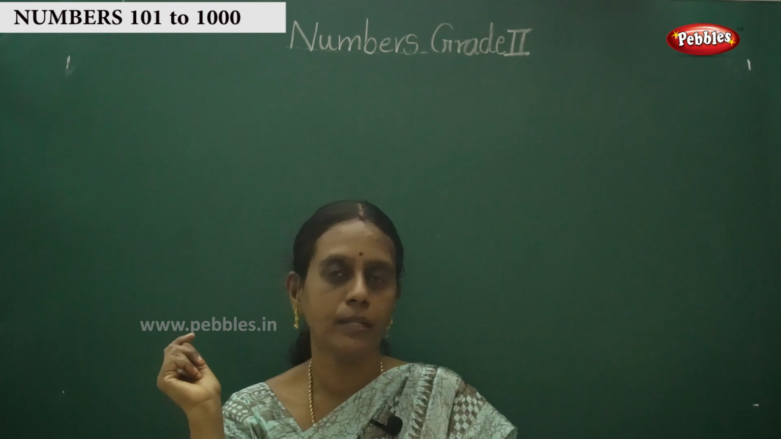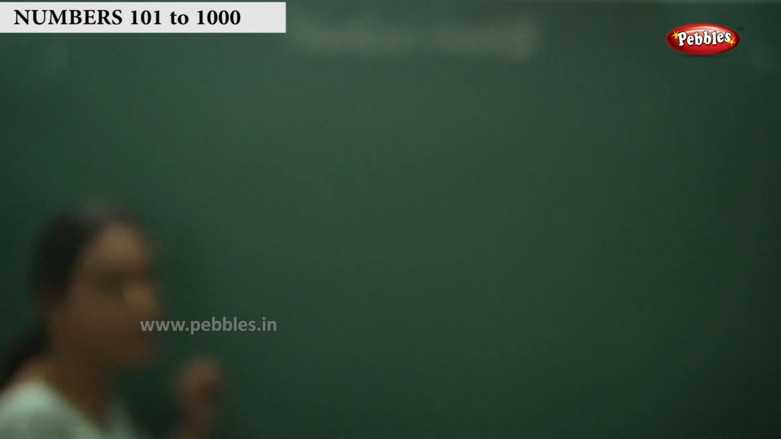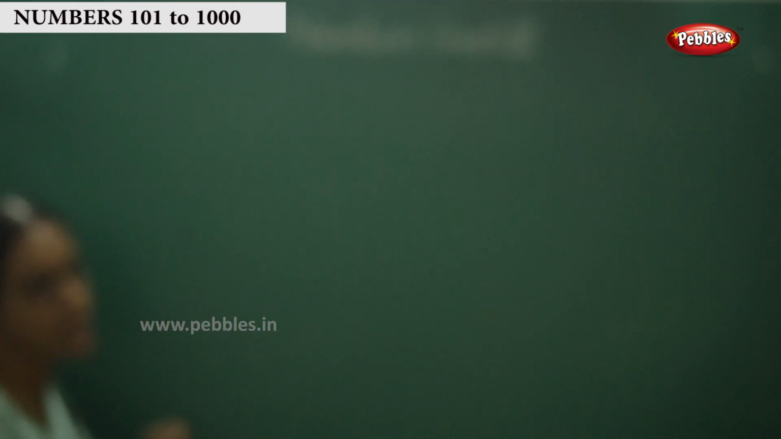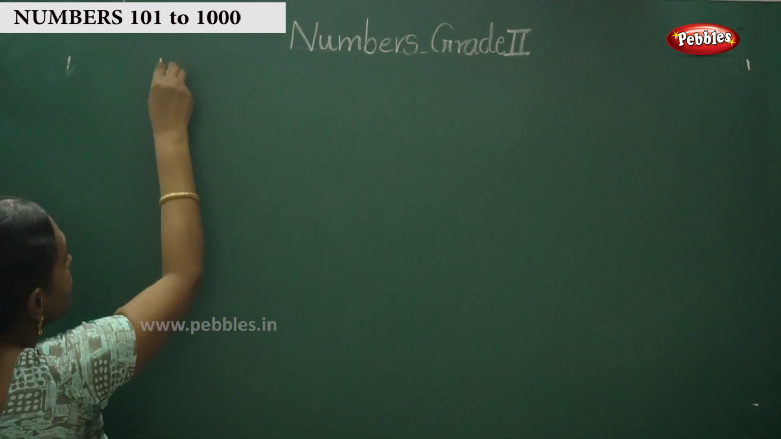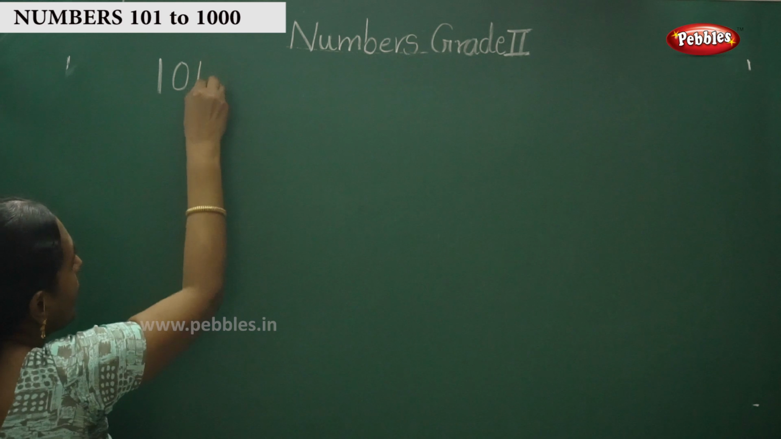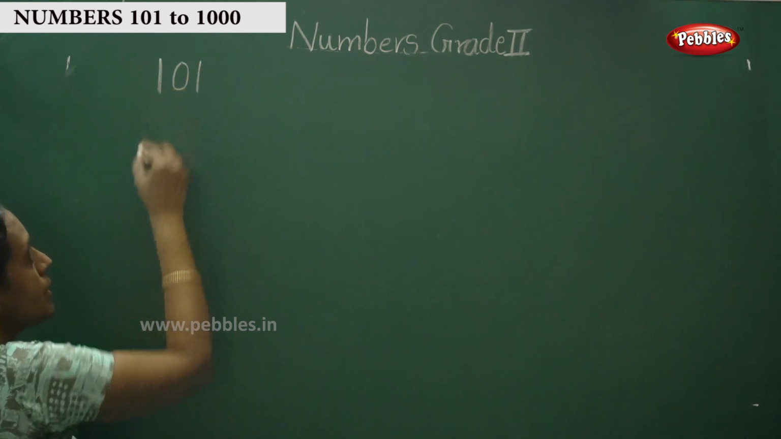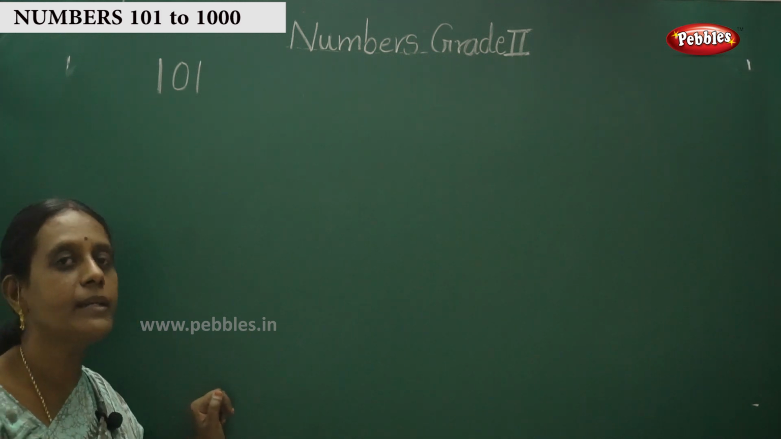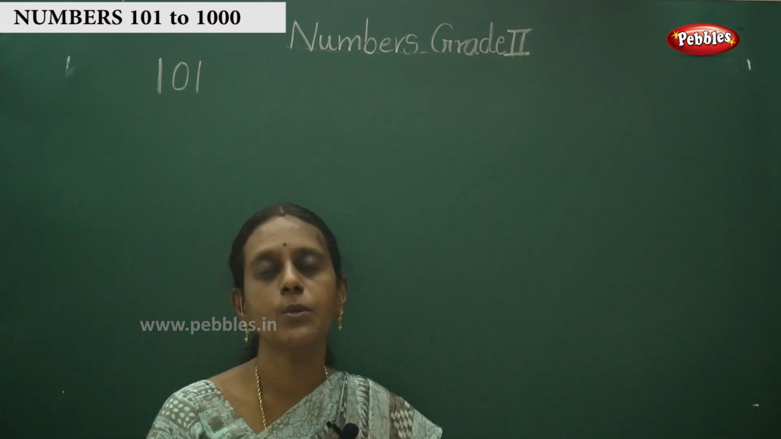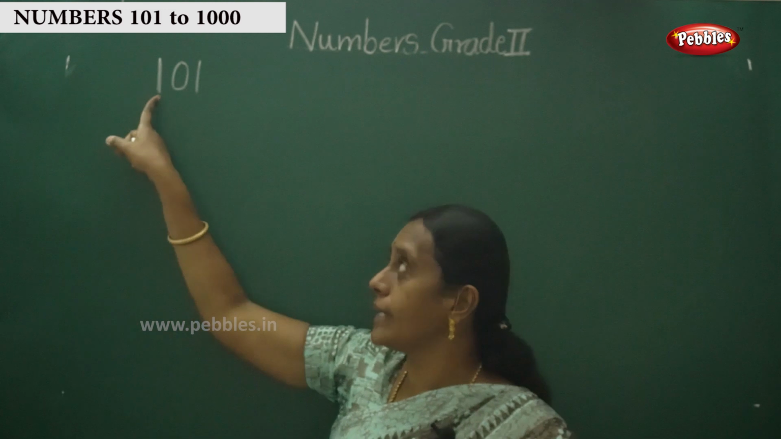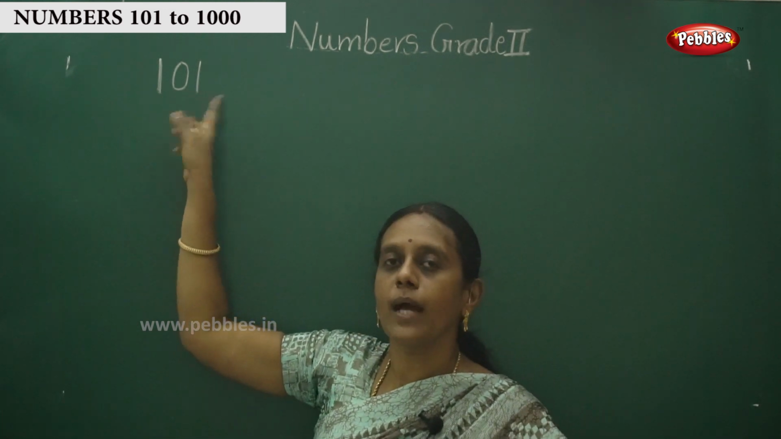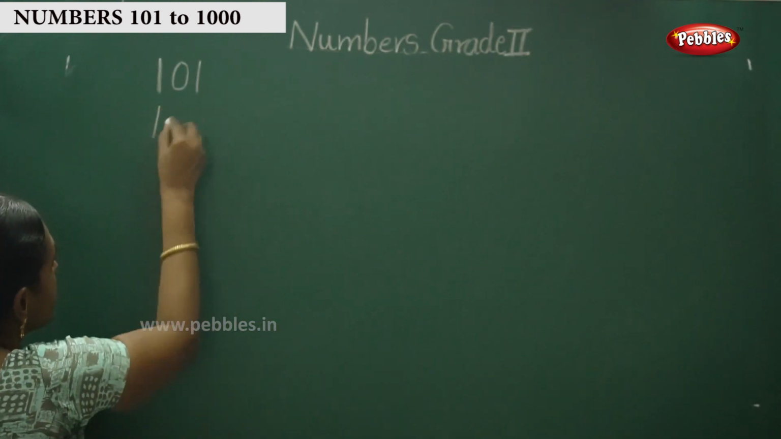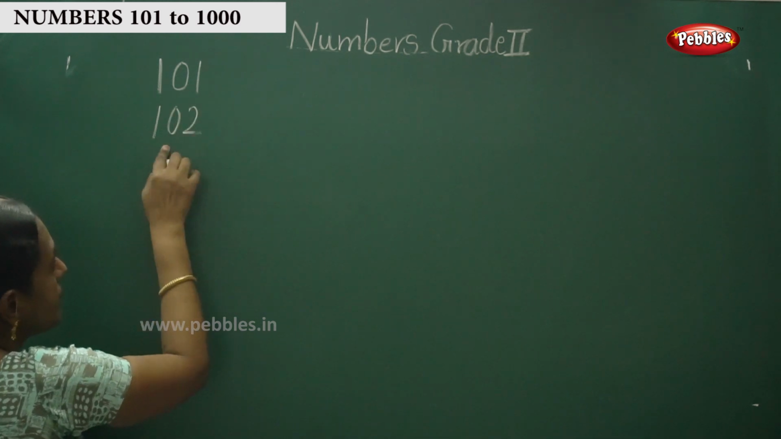Okay, let me write children. எழுதலாமா? Okay, 100 க்கு அப்புறமா நம்ம எழுத போற numbers. First 100 means 100. Now we are going to write 101. How do you say this number children? 101. Okay, so first you have to put 1, 0 and 1. This means 101. Okay, then next கூடவே எழுதுங்க 102.